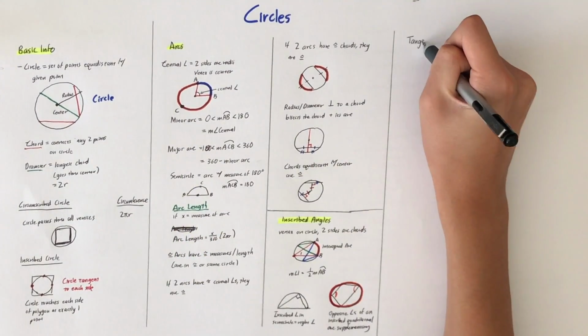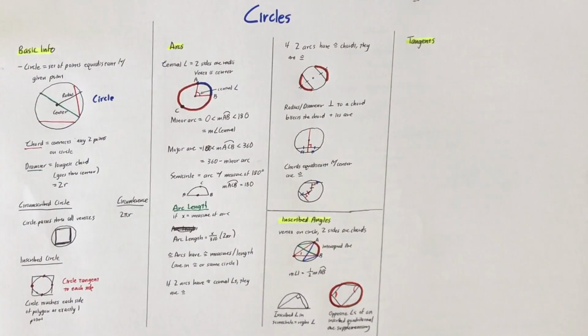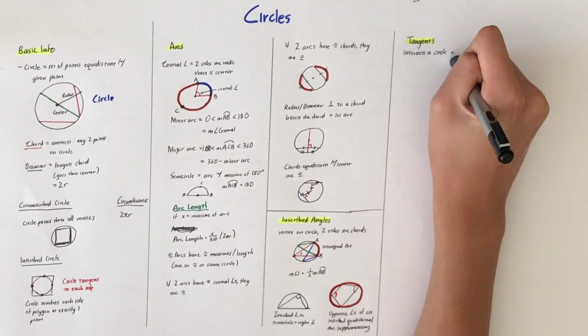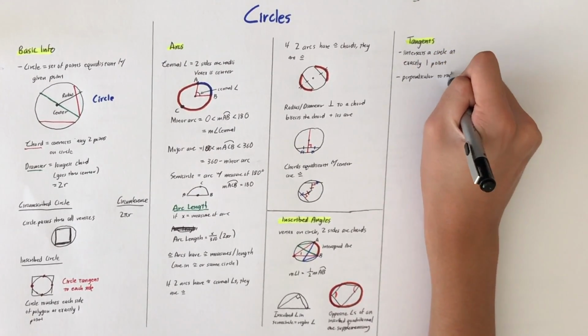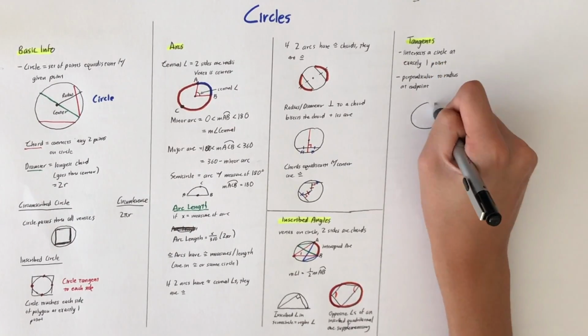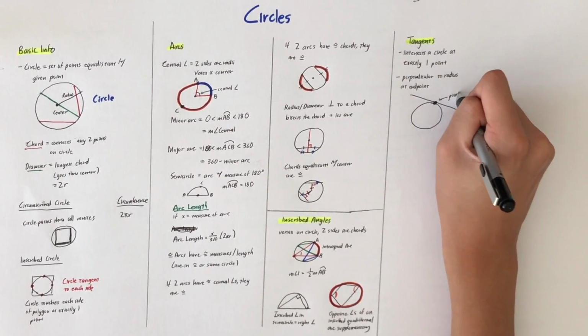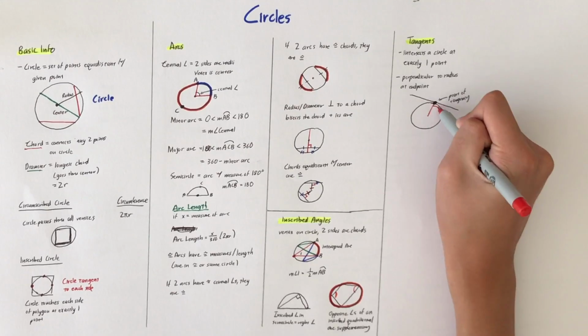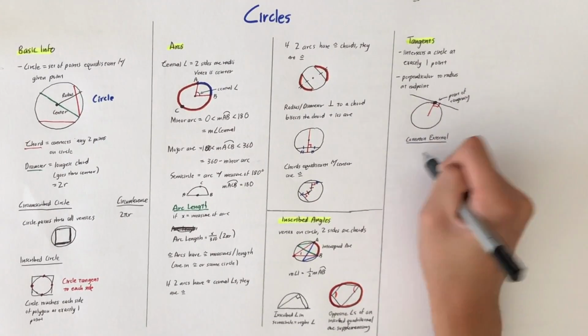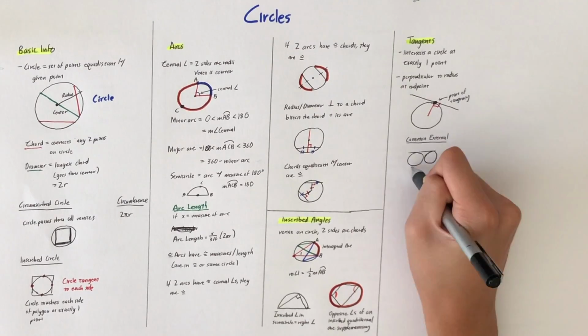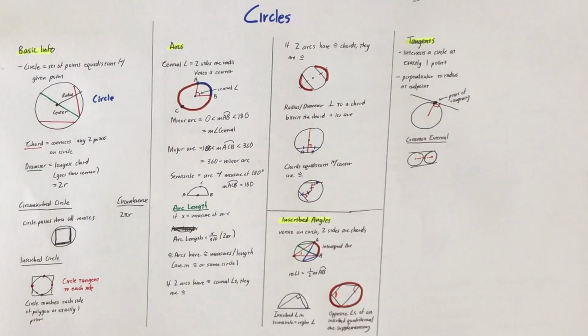Next is tangents. So a tangent is a line or a segment or something that intersects a circle at exactly one point. It's perpendicular to the radius at its endpoint, so it's perpendicular to the radius that intersects it at its point of tangency. If two coplanar circles share a tangent, then it's called a common tangent. Common external tangents are common tangents that don't intersect the segment that connects the center of the two circles.